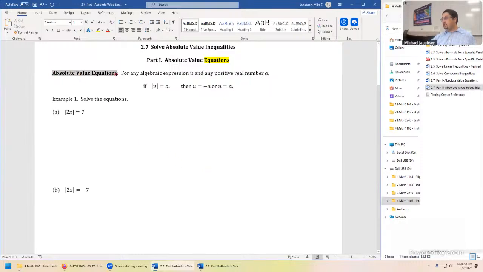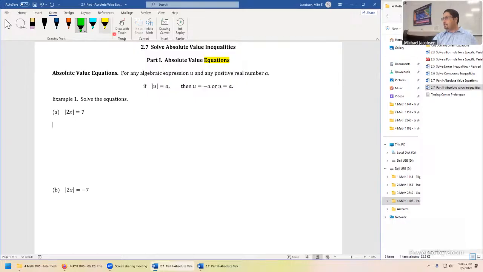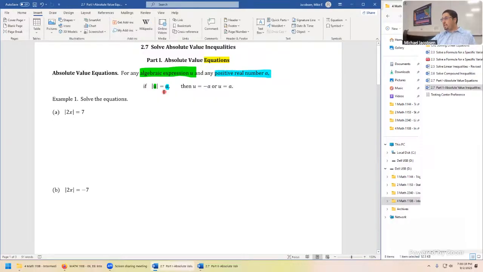First thing we should take a look at is just the overall formula for this section. It says, for any algebraic expression u. So that could be a number, that could be a variable like 2x, anything along those lines. And any positive real number a, already this is kind of confusing because there's lots going on. So let's track this with color coding. For any algebraic expression u, this is what goes inside the absolute value bars. And any positive real number a, this is going to be on the right-hand side.